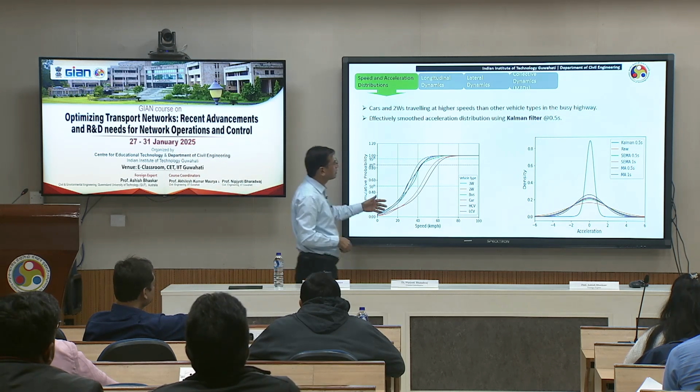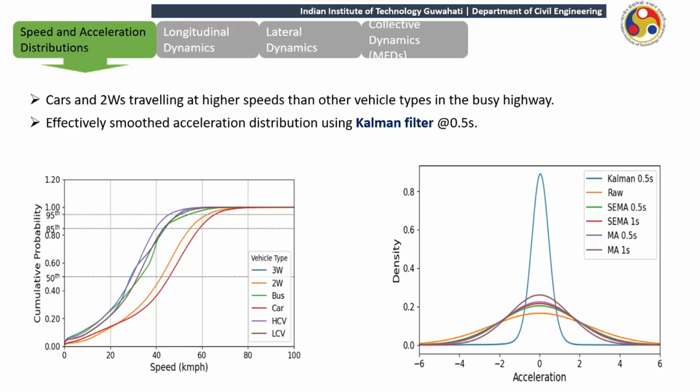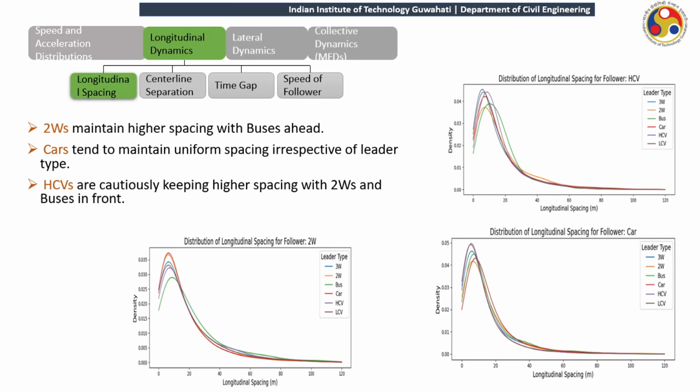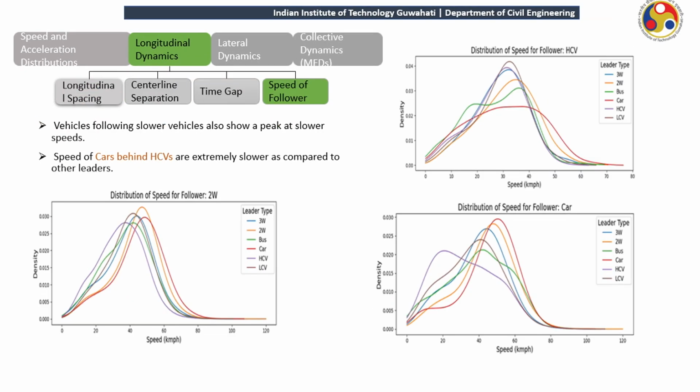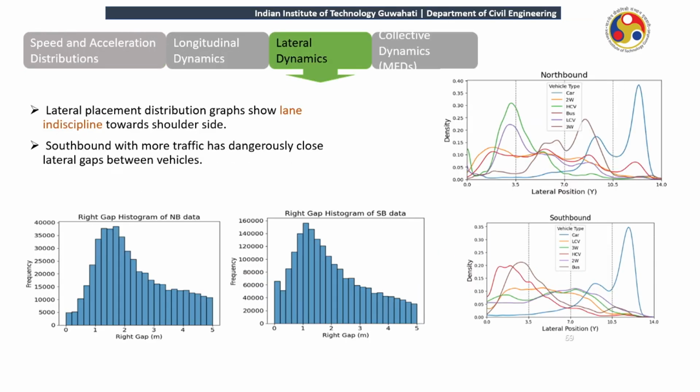The rest is just extraction and some representation of the results, like longitudinal spacing versus density, and many other things. Maybe we can skip this. These are the gaps on the right side, how the gap is distributed, and on the left side how much gap is distributed. So lateral gap on the left side, right side, all those things.